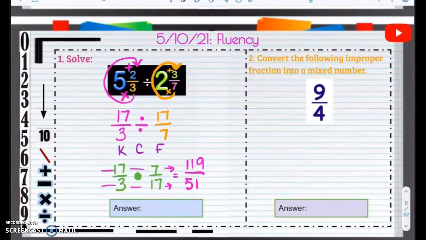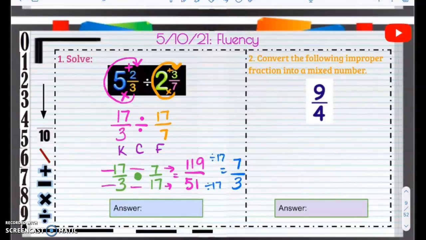Well, let's take a look here. I know that 17 can go into both of them. So if we divide both by 17, 119 divided by 17, you'll get 7. 51 divided by 17, you'll get 3. So guess what? We're going to get 7 thirds as our answer.